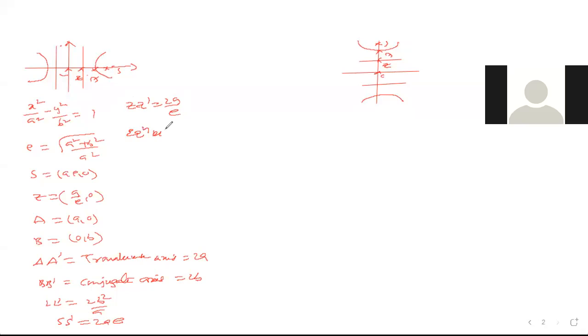Equation of directrix: x is equal to plus or minus a by e. Equation of latus rectum: x is equal to plus or minus ae. Equation of transverse axis: y is equal to 0. Equation of conjugate axis: x is equal to 0. And SP minus S dash P, here it is 2a we are getting.